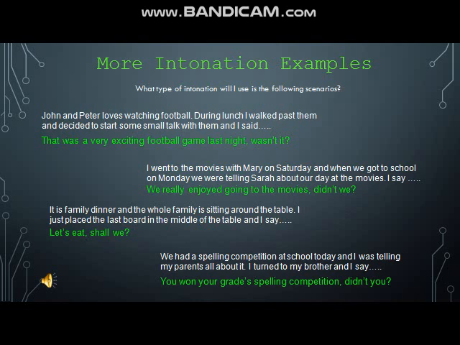So again, guys, I included more intonation examples here. It's up to you to find out what type of intonation I will use in the following scenarios. Is it rising or falling intonation?